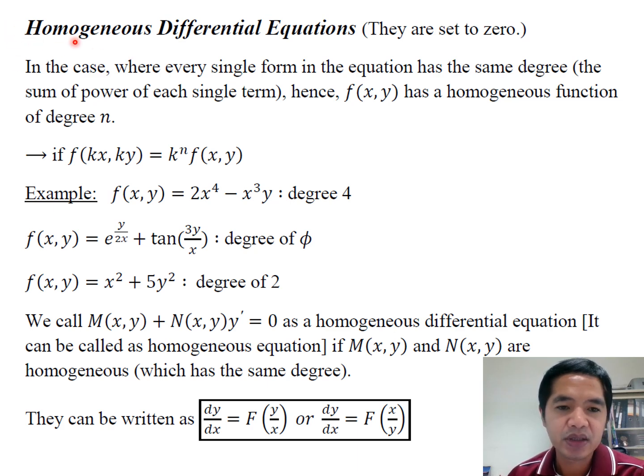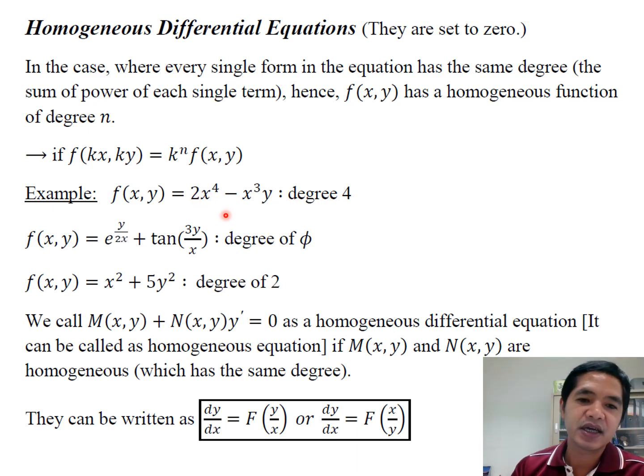homogeneous differential equation. In this method, you have to know what the meaning of a homogeneous differential equation is first. When you look at a first ODE, every single term in the equation has the same degree. It means when you find the summation of the powers of each single term, they are equal. For example, if we have a function f(x, y) containing x and y, and you look at each term and find the summation of the powers, and they have the same degree, then they are homogeneous.